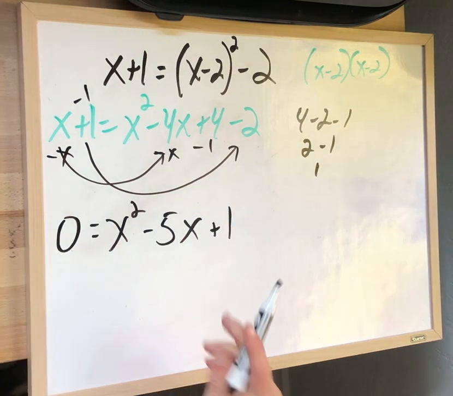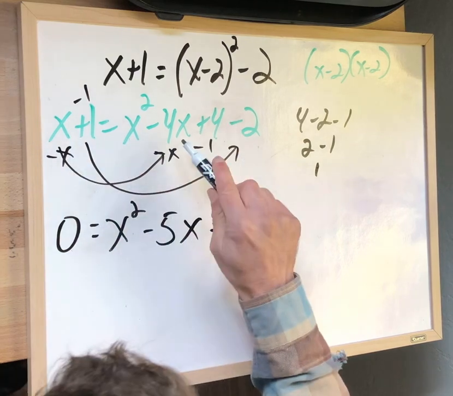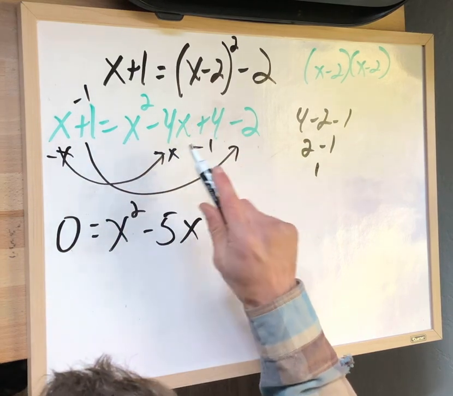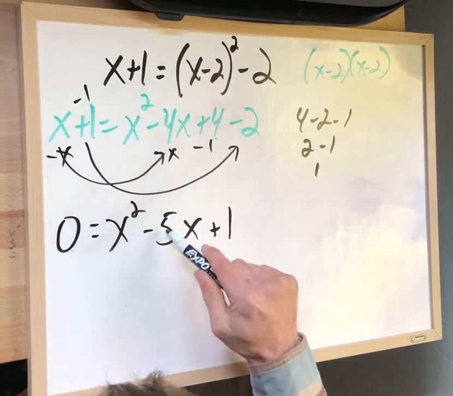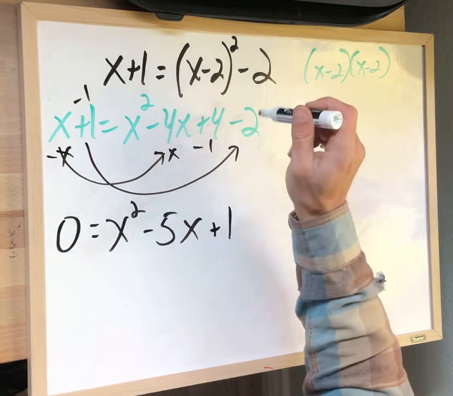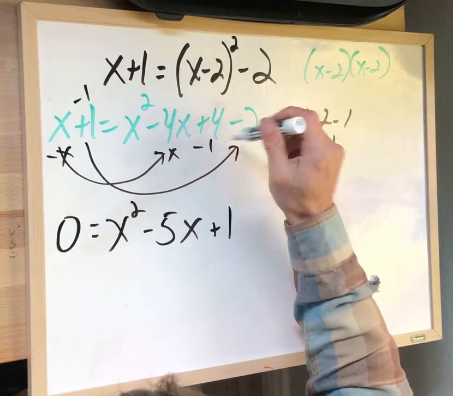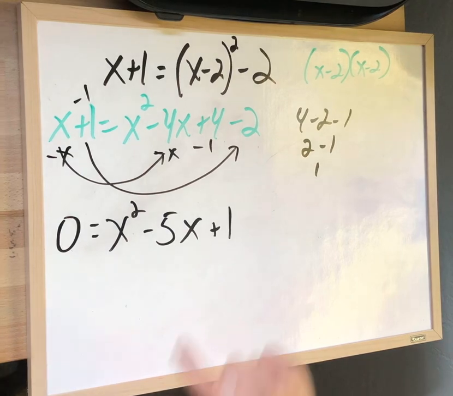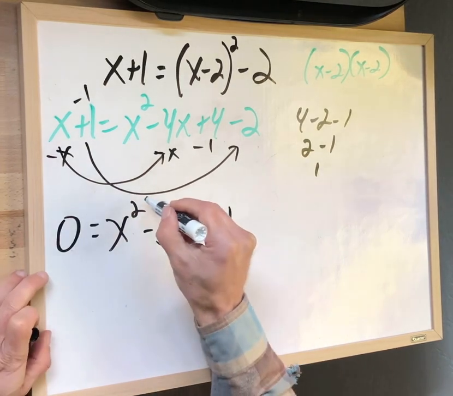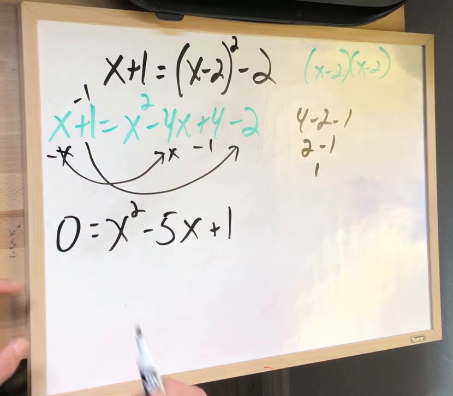Okay, let me make sure that I just did that real quick. Negative x, negative 4x, negative 1x, and negative 5x. Positive 4, this is going to be 2 minus 1 and 1. All right. Now, the question is, what does x equal?